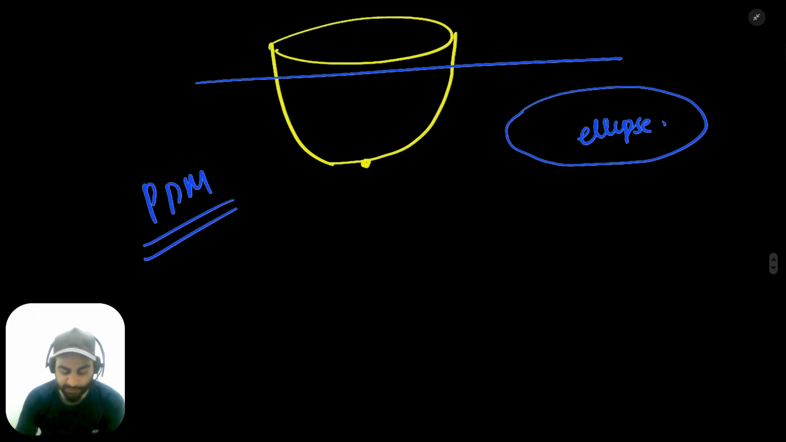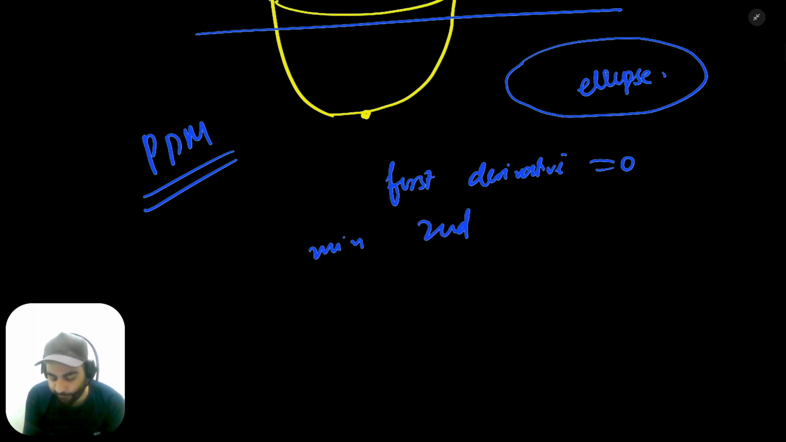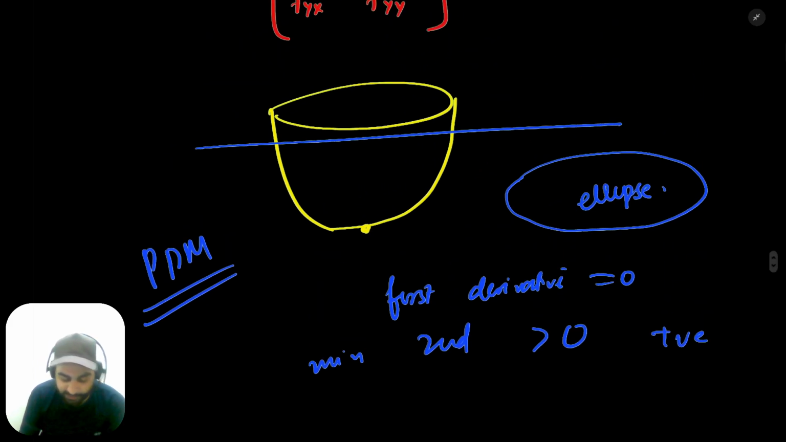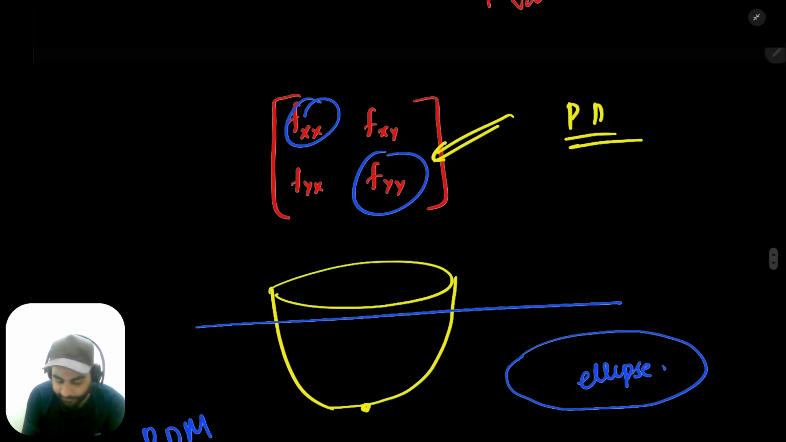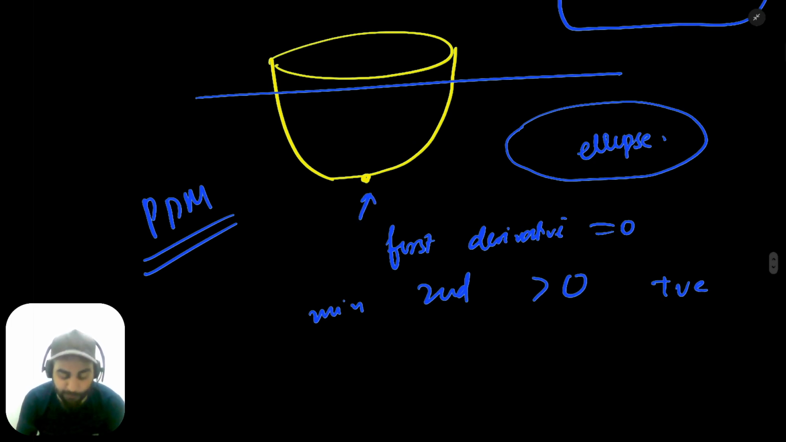So what is the condition for minima? The first thing is that the first derivative should be equal to 0, and for the minima, the second derivative should be greater than 0. It should be positive. That's what I'm saying. This is the second derivative. This fxx and fyy should be positive. In order to have this positive definite matrix, only then will we be able to find the minimum of this. I think you at least got some idea.